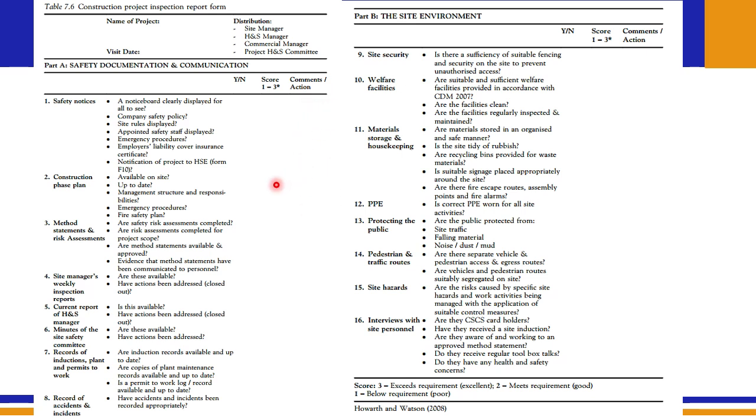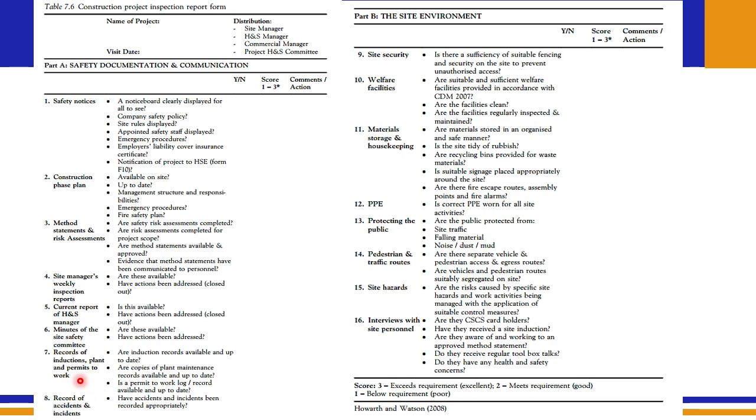If a particular aspect is not met, we can write some remarks and forward them to the manager. The manager will ensure that it is taken care of and that corrective actions are taken. We have different categories of work, like the construction phase plan, method statement or risk assessment, and site manager's weekly inspection reports. Are these available? Are actions addressed? All those things are mentioned here. If it is no, then we write no and we write the actions.